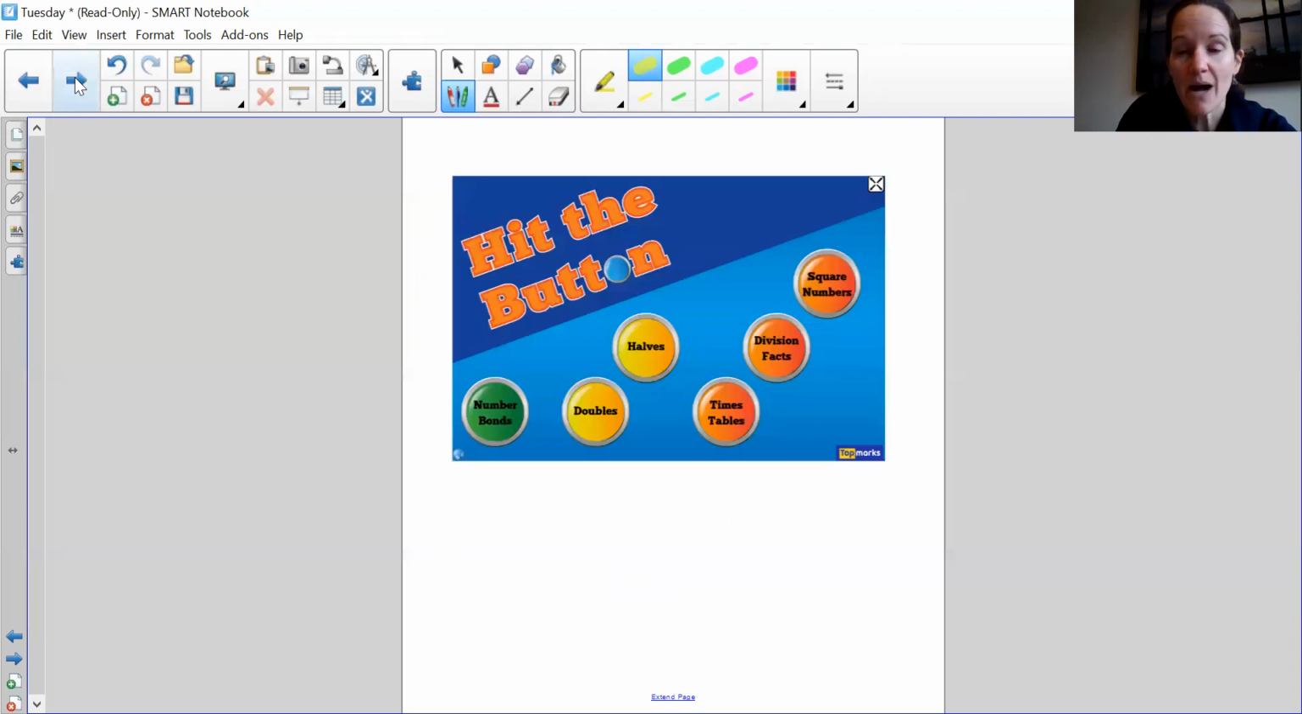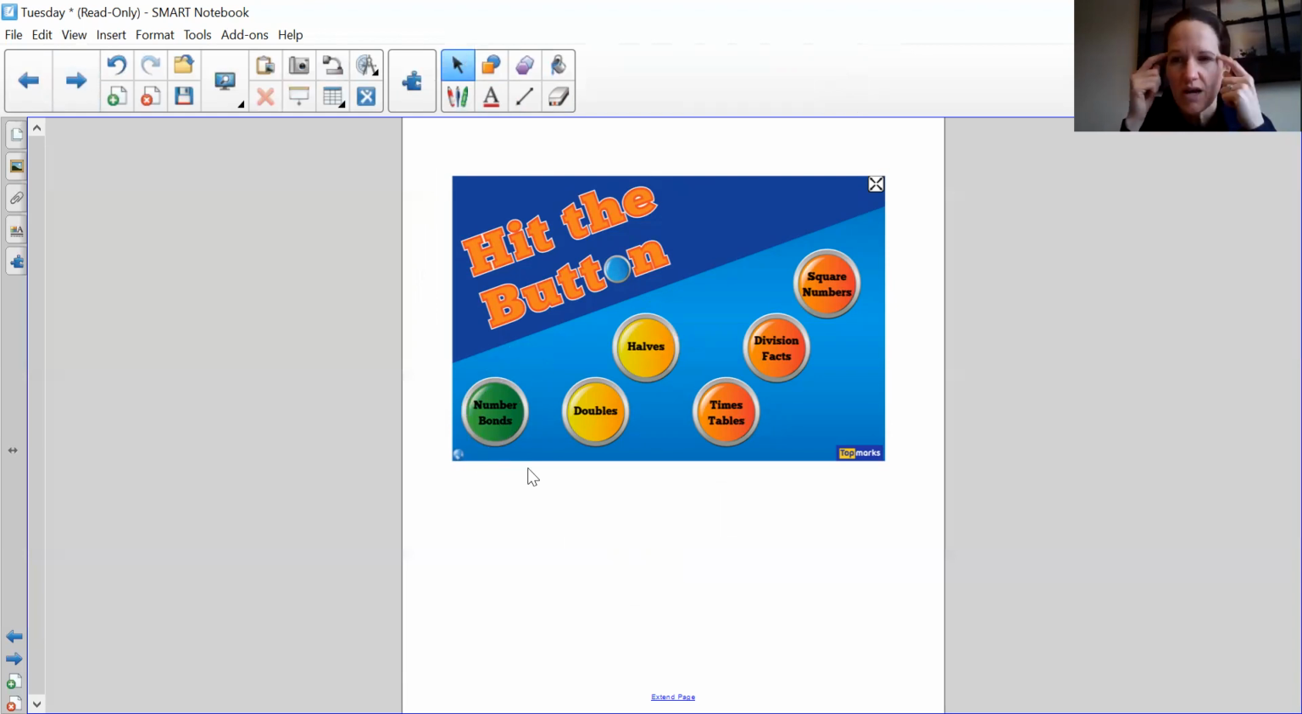Also, I just wanted to remind you to play Hit the Button at home. And this number bond, or doubles and halves as well, but number bond will really get you thinking of your number bonds to 10, number bonds to 20. If you go on Google and you just type in Hit the Button, you come to this page. It's really, really good because you should know those number bonds. So 5 and 5 is 10, 1 and 9 is 10, 3 and 7 is 10, 6 and 4 is 10. You need to know those, okay?